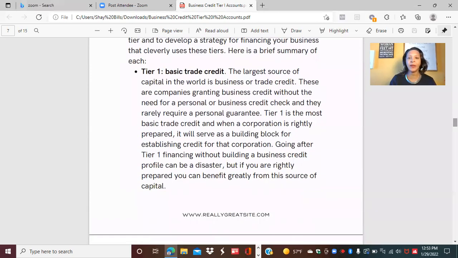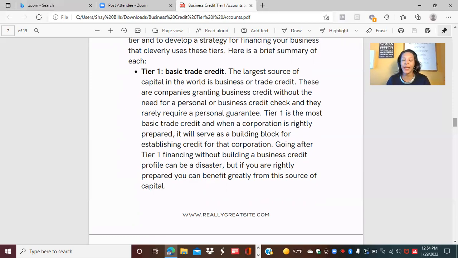So tier 1 is basic trade credit. The largest source of capital in the world is business or trade credit. These are companies granting business credit without the need of a personal credit check, and they rarely require a personal guarantee. This is what we want. Tier 1 is the most basic trade credit, and when a corporation is rightly prepared, it will serve as a building block for establishing credit for that corporation.